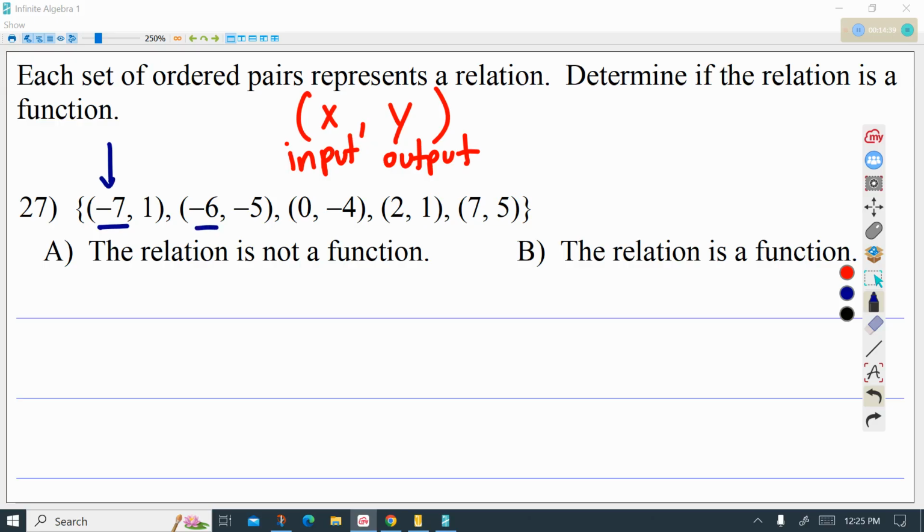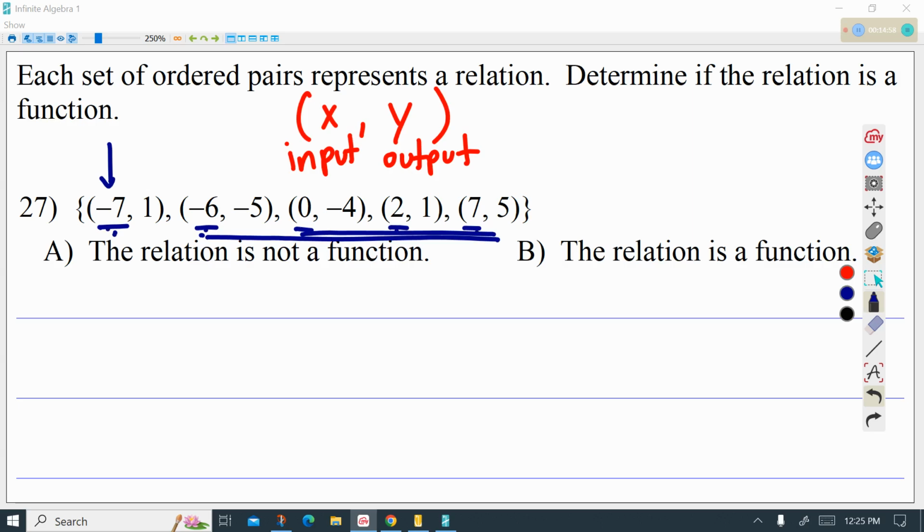So I'm going to highlight all the ones on the left in blue. You see those? Those are our inputs. Are any of those blue numbers repeating? There's no other -7. Is there any other -6? Nope. Is there any other 0 in any of these places? No. Is there any other 2 in the x category? No.